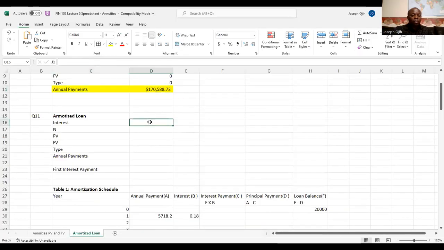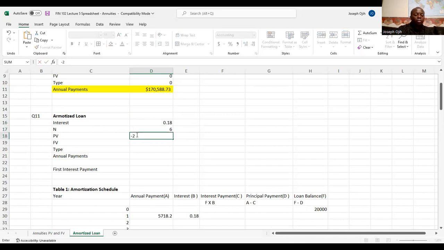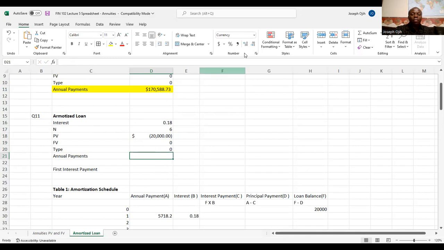You can see here that interest is 18%, 0.18. Number of periods is 6 years. Amortized, the present value is 20,000. It doesn't have a future value, so it's 0. Type is also 0 because you make the payment at the end of the period. Okay. Now let's calculate your annual payments.